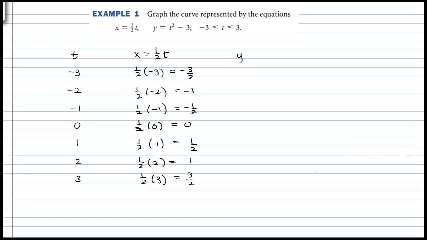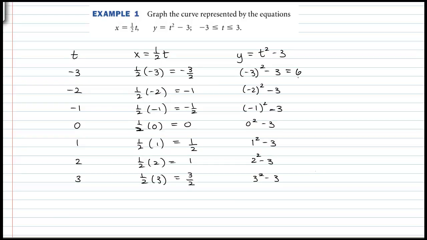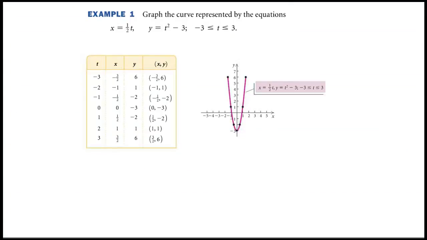To find the corresponding y value, we take the same t values and plug them into the equation t squared minus 3. That gives us y values of 6, 1, -2, -3, and so forth. If you want to write them as ordered pairs (x, y), the ordered pairs would be (-3/2, 6), (-1, 1), (-1/2, -2), and so forth. If you plot them on a graph, you notice that it looks like a quadratic.